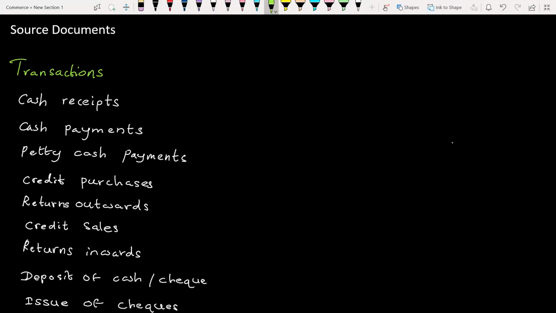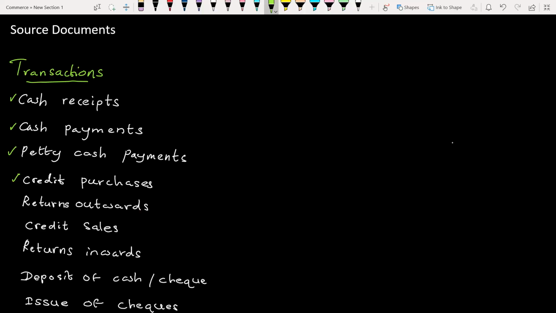In this video, I'm going to talk about the source documents in accounting. We know that different types of transactions occur in a business, for example, cash receipts, cash payments, petty cash payments, maybe credit purchases. So the owner or the management of the business cannot keep all this information of transactions in their memory.